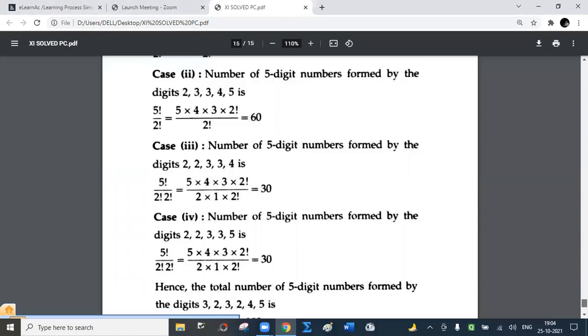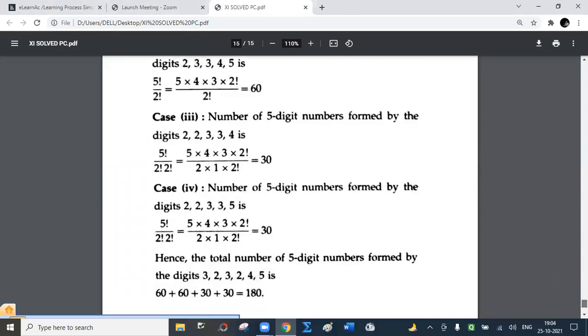So considering all these cases, these are the only 4 cases which are possible. So total number is 60 plus 60 plus 30 plus 30, which is nothing but 180.